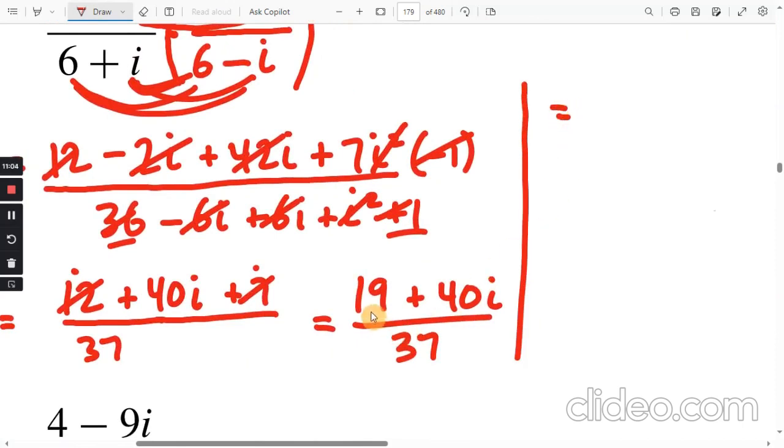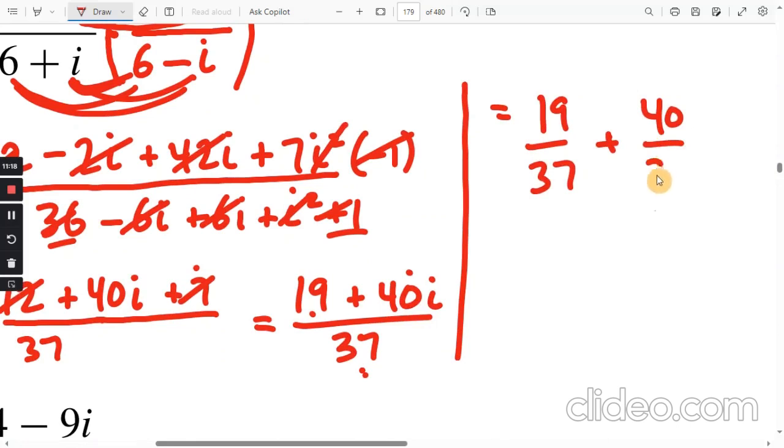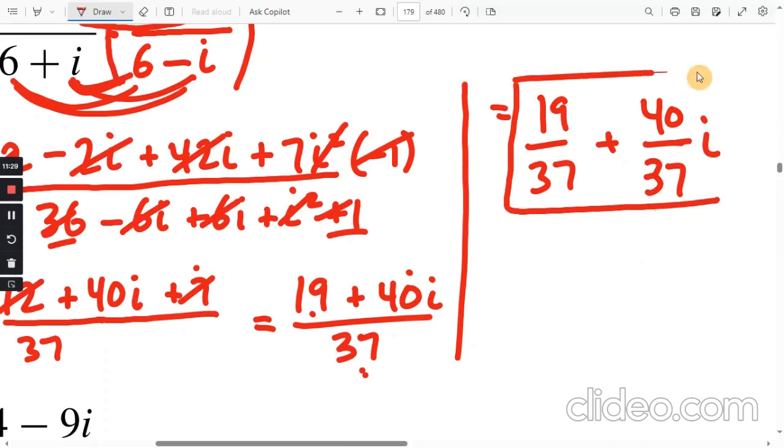Common denominator, 19 over 37, and plus 40i over 37. You can put the i times 40, or you can put it out front. That's the same thing. I just figured it looked more professional like this. Here's your real, here's your imaginary.